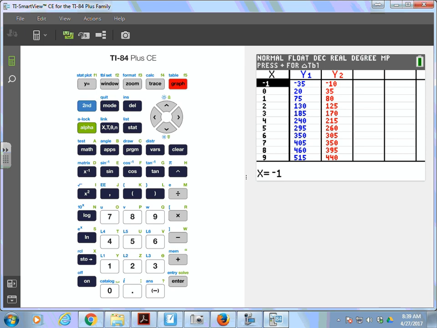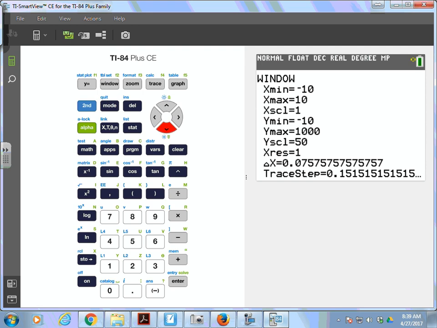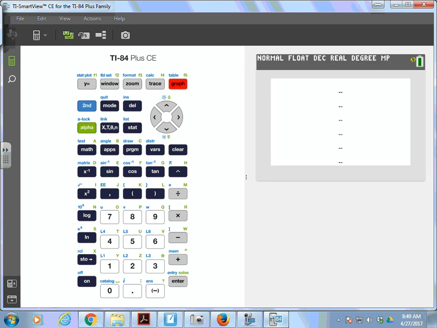So the answer is going to be between 1 and 2 because the y1 changes from being smaller than y2 to being bigger than y2, all right? Those are things you're looking for. So I could go back here and change my window, make it a little more realistic here, and we'll go 300 just to make it smaller. All right, that's better.